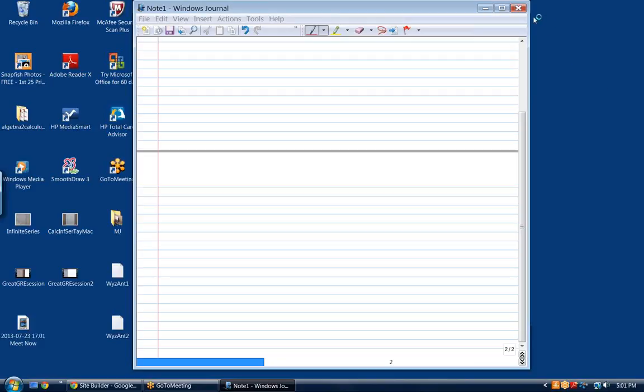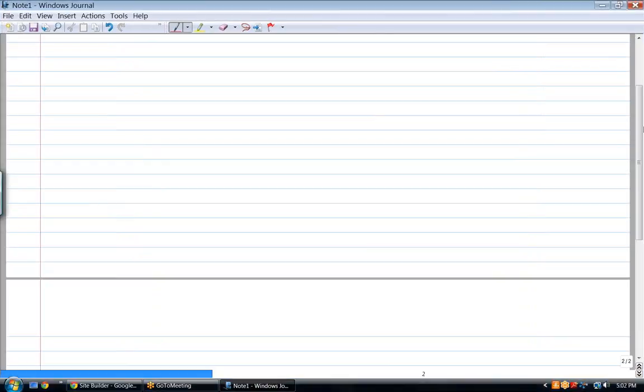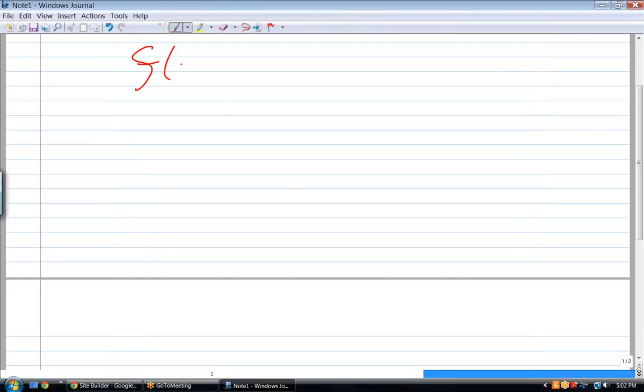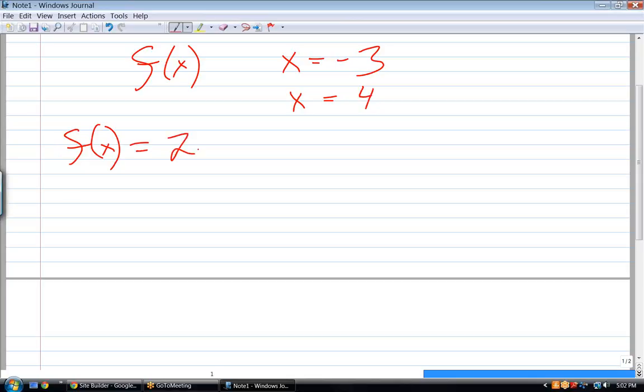Just area between curves. Okay. What are the two functions? So it's x equals -3 and x equals 4. And the first function is 2e to the 2x. And the second function is e to the 2x, and then aside from the exponent, plus 1.